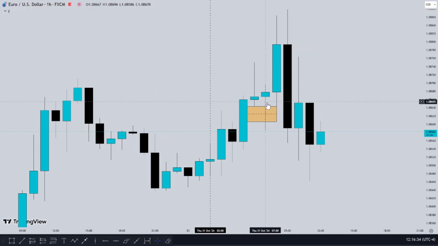So you can see a retracement to the fair value gap during the 7 a.m. hour. 7 a.m. price retraces to the fair value gap. 8 a.m. you can see a complete trend taking out the London high. Here's the London high.